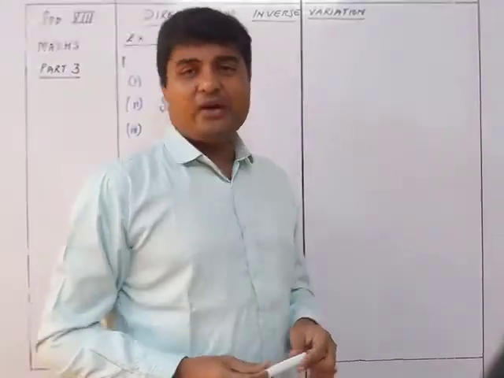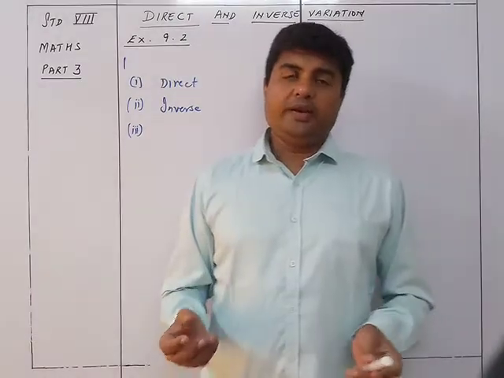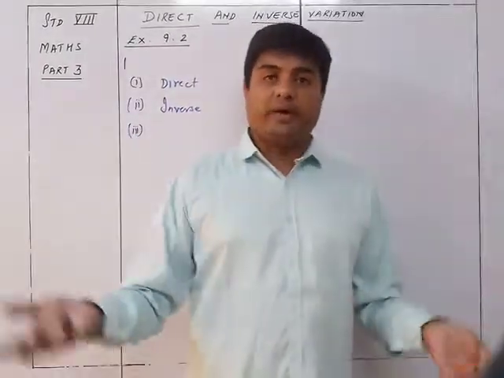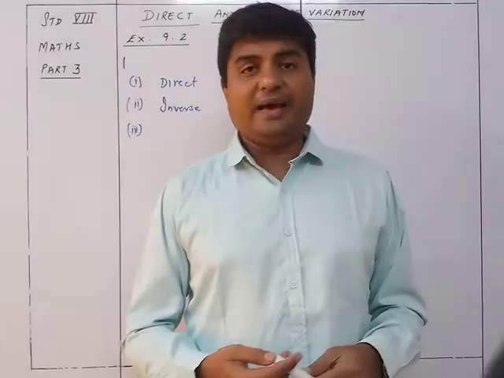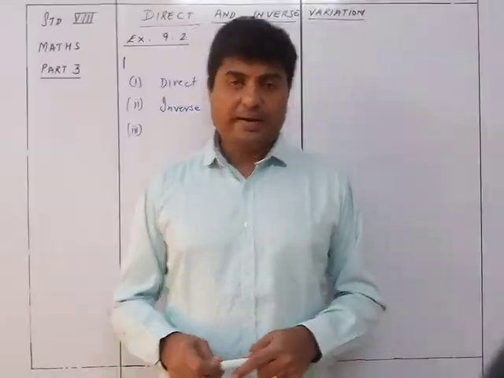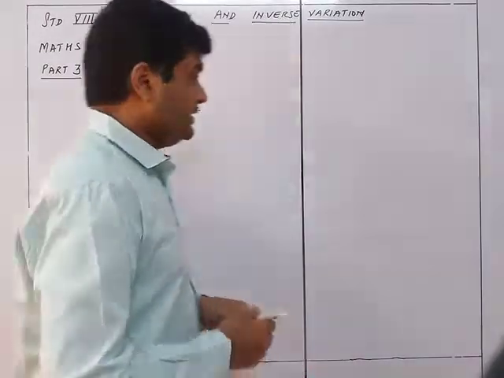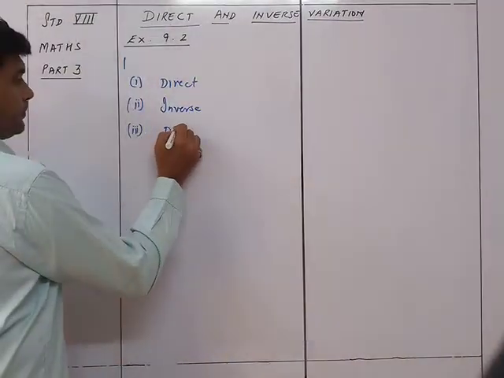Area of land and cost. We know very well, the more area we buy, the more the cost will increase. So more the area, more the cost, right? Both the area and cost are going upwards simultaneously. Therefore, it is direct variation.